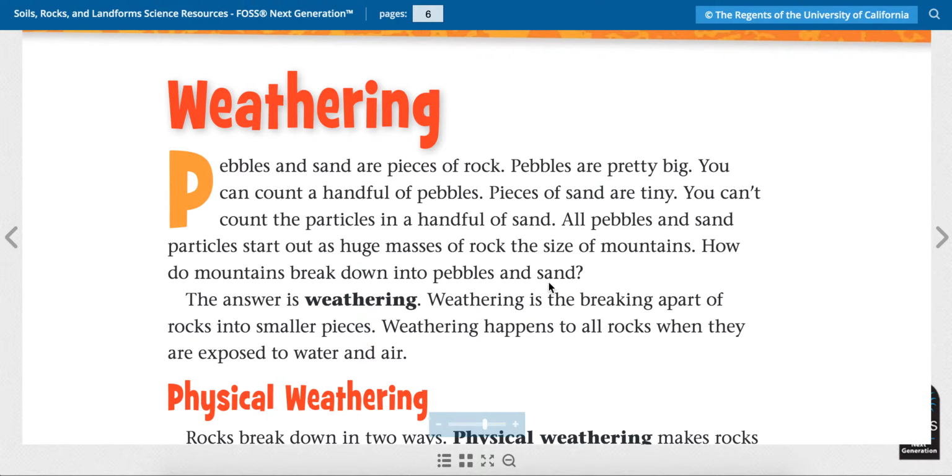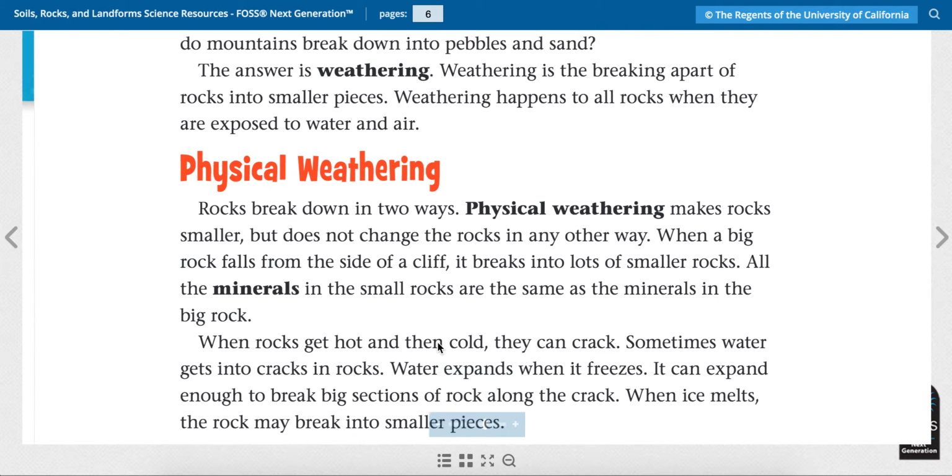So I guess they're saying that really large rocks, or rocks the size of mountains, eventually can break down and become really small pebbles, sand, and tiny rocks. How does that happen? Let's keep reading. The answer is weathering. Weathering is the breaking apart of rocks into smaller pieces. Weathering happens to all rocks when they are exposed to water and air. So water and air causes weathering.